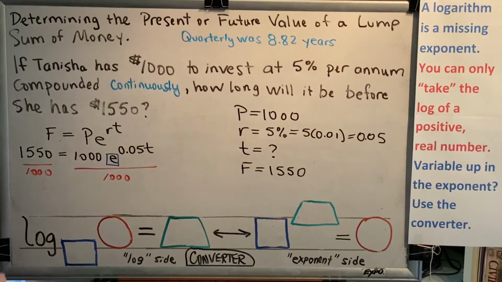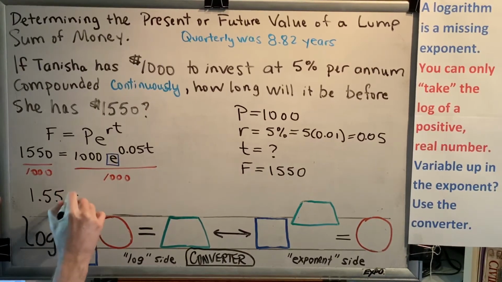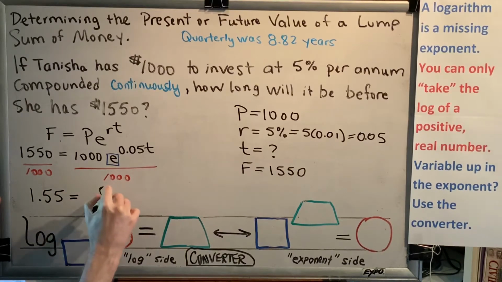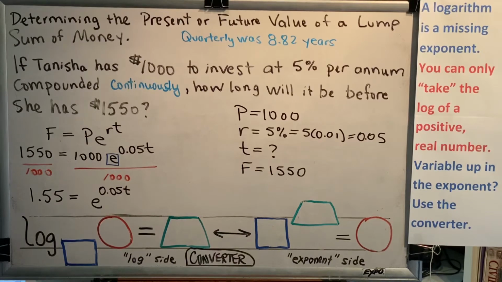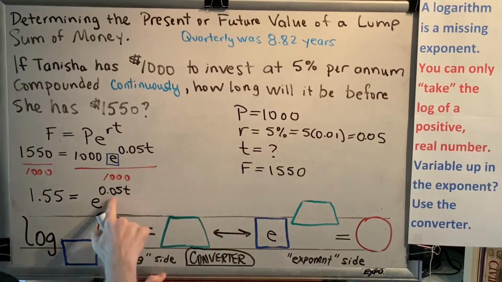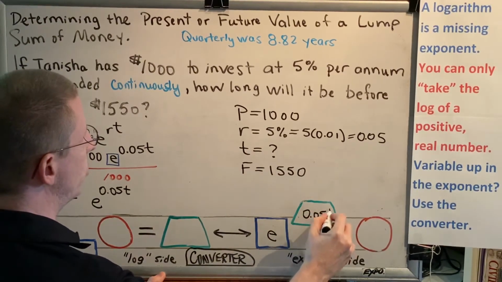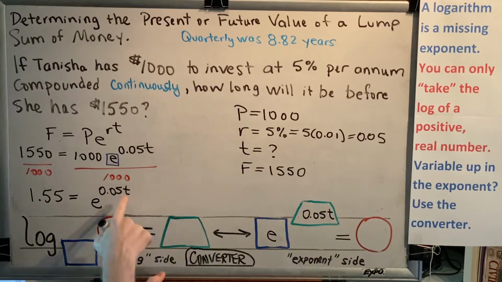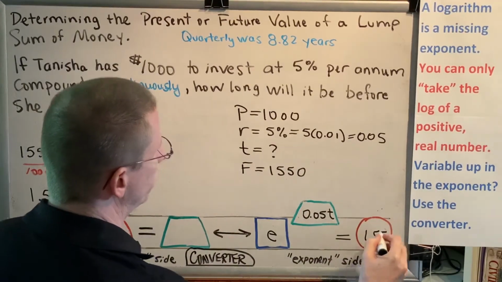This gives us the statement 1.55 equals e raised to the 0.05t power. And now we have three things, so we can put them in our converter. The base is e, so it goes in the blue box. The exponent is 0.05t, so it goes in the exponent position. And 1.55 is the argument, so it goes in the red circle.